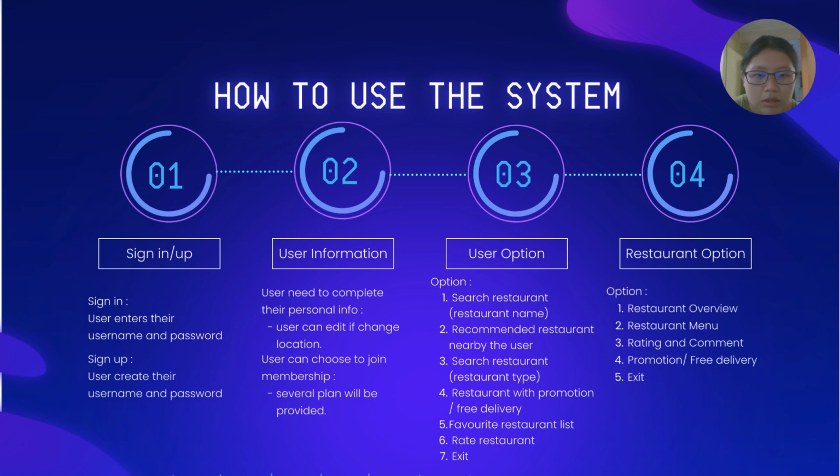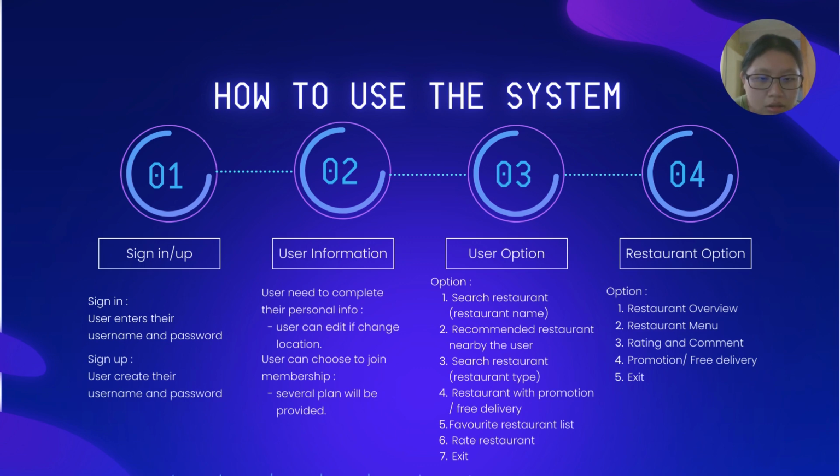The third step is the user option. There are seven user options, which are: search the restaurant by typing the restaurant name, recommended restaurants nearby the user, search restaurant by choosing the restaurant type, search restaurant with promotion or free delivery, favorite restaurant list, read restaurant reviews, and exit the program.